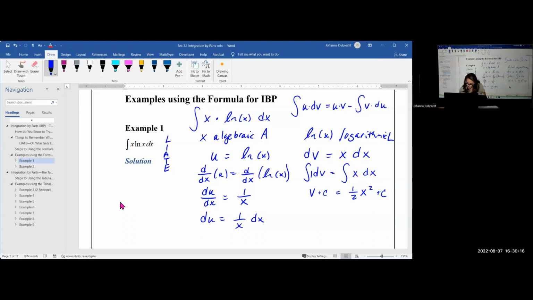So then I define my v to be equal to 1/2 x squared. And again, you can either think of it as choosing the specific antiderivative or c on each side at 0, or you can think of it as rolling all the c's in together at the end. Now, do I have what I need to apply the formula? Yes, I do. u is natural log of x, dv is x dx, and the formula is going to be uv minus the integral of v du. So let's write that down.